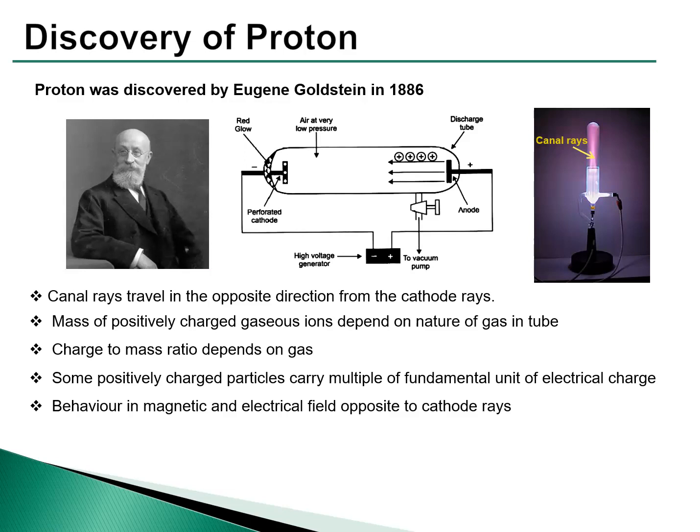Mass of positively charged gaseous ions depends on the nature of gas in the tube. Charge to mass ratio depends on the gas. Some positively charged particles carry multiples of the fundamental unit of electrical charge. Behavior in the magnetic and electrical field is opposite to that of cathode rays. The smallest and lightest positive ion obtained was from hydrogen, and thus it was named proton.